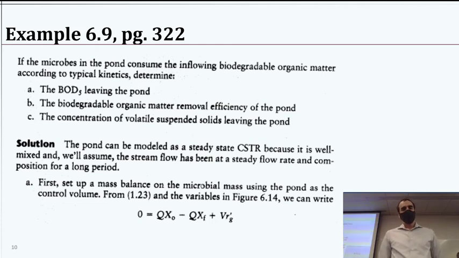The question itself asks, if the microbes in the pond consume the inflowing biodegradable organic matter according to typical kinetics, determine the following. We've got A, the BOD leaving the pond. B, the biodegradable organic matter removal efficiency of the pond. That's the removal of S is what I mean. So as an efficiency, we could say S naught minus S, what we started with minus what we ended with, compared to what we started with, times 100% if we want it in percent. That would be what we're looking for there. And then C, the concentration of volatile suspended solids leaving the pond.